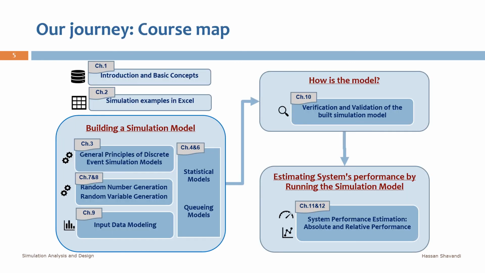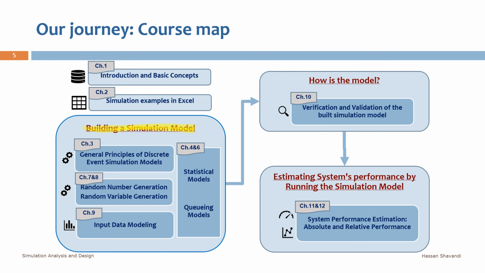So the course map, or our journey in this course, starts from chapter 1, introduction and basic concepts. And then in chapter 2, we'll see how we can implement some simulation models in Excel. And after this, we'll learn the required knowledge for building a simulation model. To do so, we need to go for chapters 3 to 9.